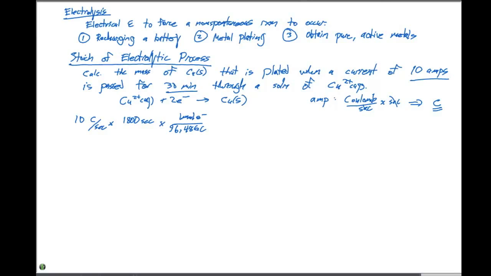In our particular copper reaction here, for every 2 moles of electrons, we have 1 mole of copper solid. And then we're asked for the mass of the copper, so we know that 1 mole of copper solid is equal to 63.5 grams. So when we multiply this out, we get 5.94 grams of solid copper that's plated when we run a current for 30 minutes. That's 10 amps.